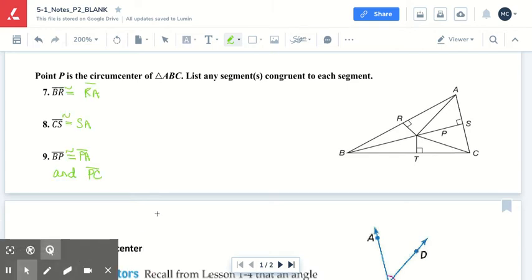Okay, welcome back. So line segment BR is congruent to line segment RA, line segment CS is congruent to line segment SA, and line segment BP is congruent to both line segment PA and also PC, since BP is one of the distances from a vertex to the circumcenter. Then that means each of the other distances to the vertices is also congruent.